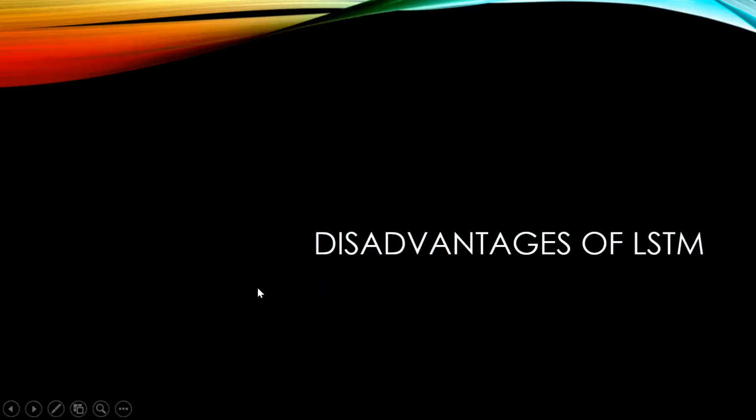Let's now proceed to talk about some of the important disadvantages of LSTM. Like with any machine learning algorithm, LSTM also has its share of disadvantages. While LSTM can be useful and has several advantages, it also has some important limitations and disadvantages. What are some of the important disadvantages of using the LSTM?